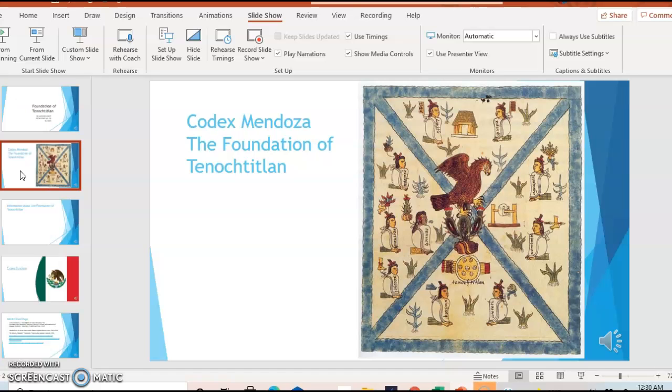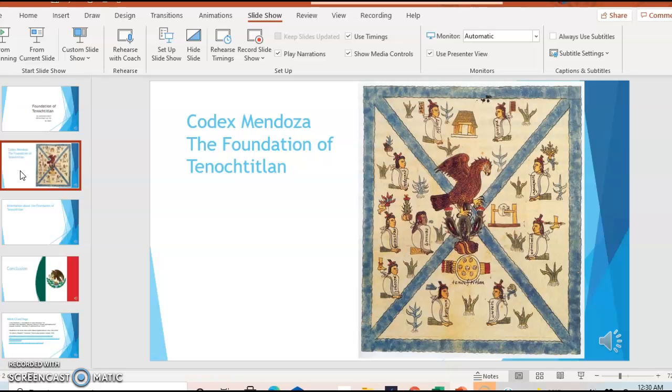The Codex Mendoza was created around 1542 and was commissioned by Antonio de Mendoza, the first Viceroy of Mexico, between 1535 and 1550. It was created just 20 years after the conquest of Mexico by Spanish forces and their allies, meaning that the creators were able to provide information about the pre-conquest Aztec Empire.